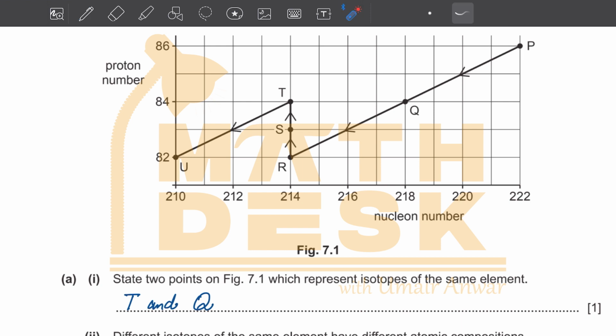Similarly, there is another pair. U has a proton number of 82 and R also has a proton number of 82. The nucleon number of U is 210, but for R it is 214. So again we have the same number of protons but different nucleon numbers. So another answer could be U and R.